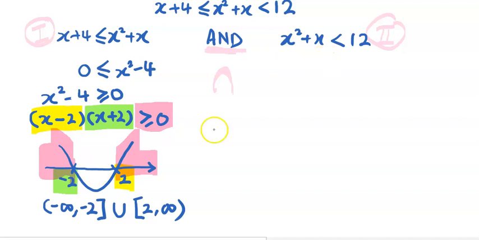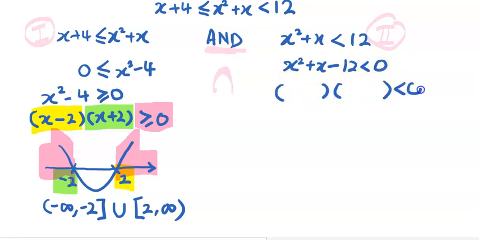Then we go back to case number 2. For case number 2, we rearrange all the terms to one side. So I have x² + x − 12 < 0. Next, I go on with factorization, where I have the result as (x + 4)(x − 3).